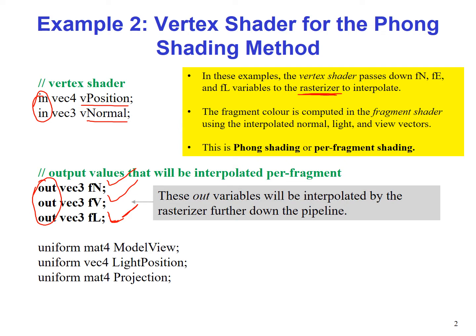And the lighting would be calculated in the fragment shader. We also define uniform variables that we receive from the application program, which are the model view matrix, the light position, and the projection matrix. So the matrices are 4x4 matrices, and the light position is just a 4-dimensional vector.